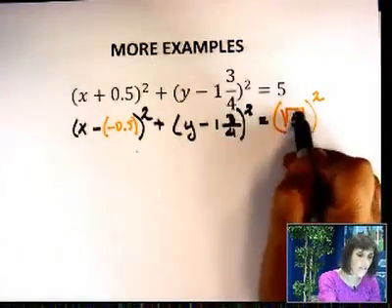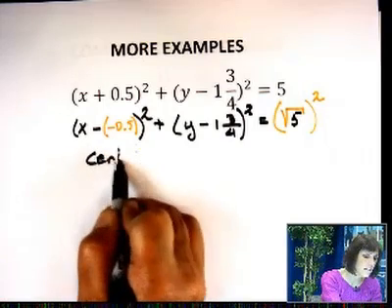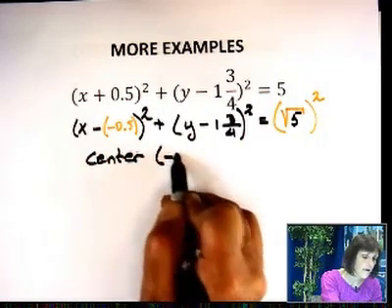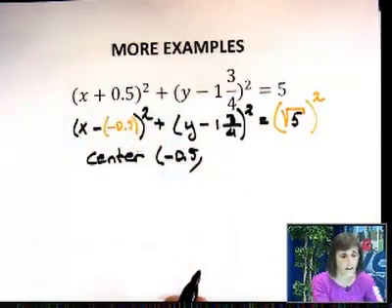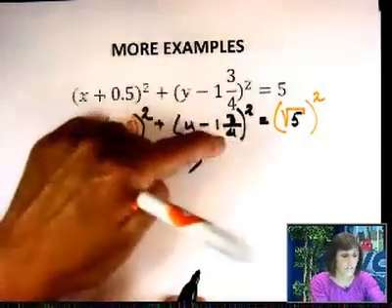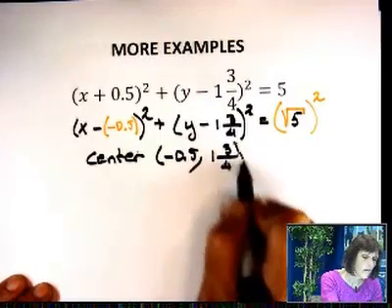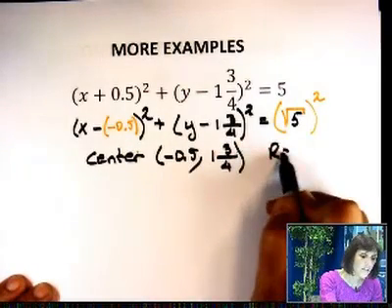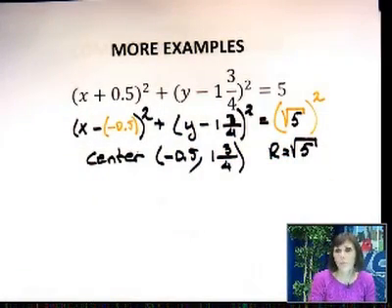Here we go. What is my center? Center is at negative 0.5. It was positive, now it's negative. And this is negative, so it's going to be positive 1 3/4. And what is the radius? Radius is root 5.